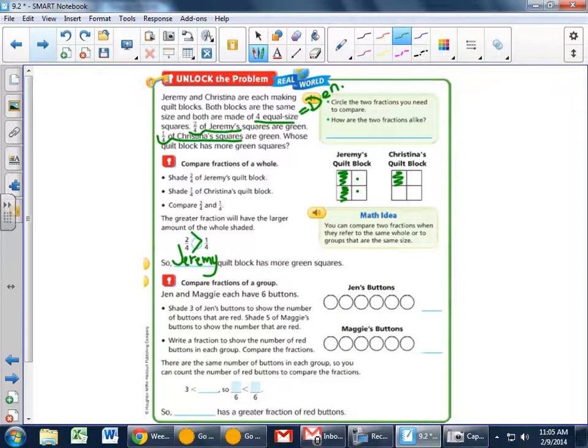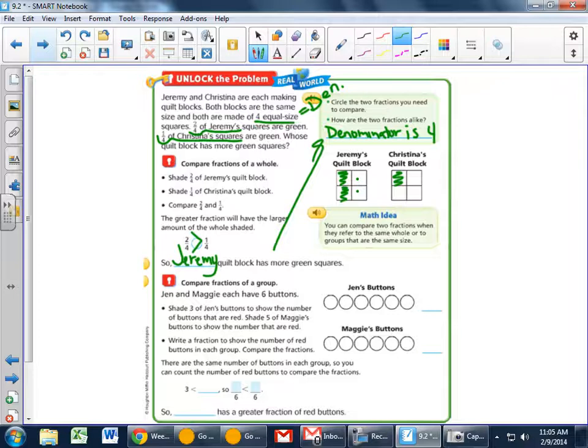Now, if we look back up in here, it says, how are these two fractions alike? They both have denominators of 4. Okay? So the math idea, you can compare two fractions when you refer to the same whole or to groups of the same size. So it makes it so easy to compare when they're like that, because you have the same denominator. You're really only comparing the numerator.